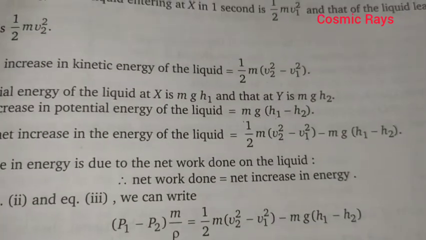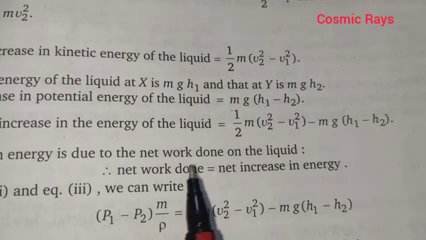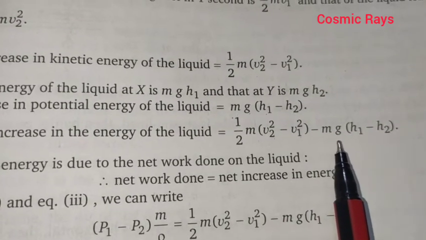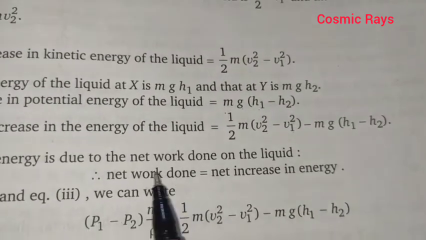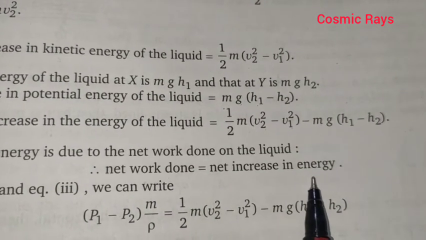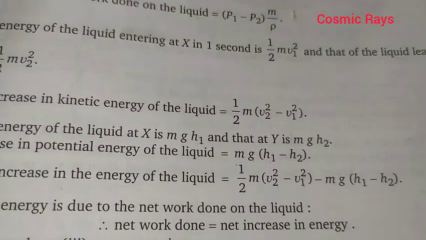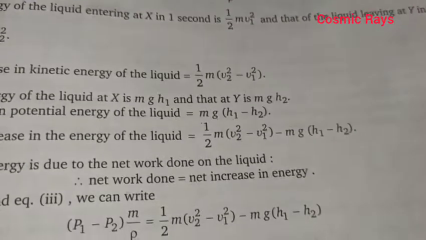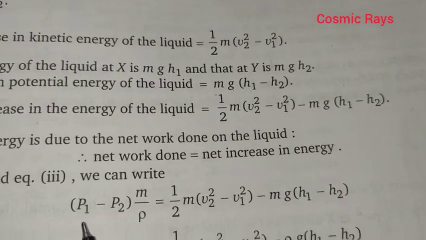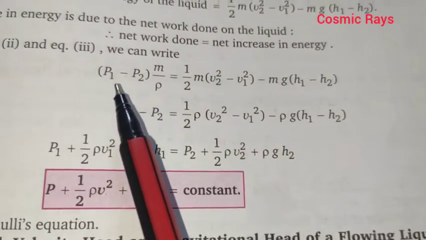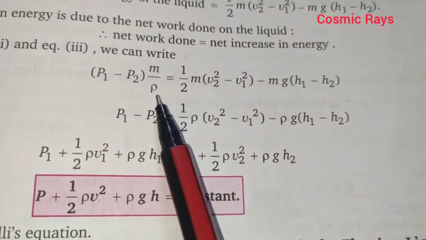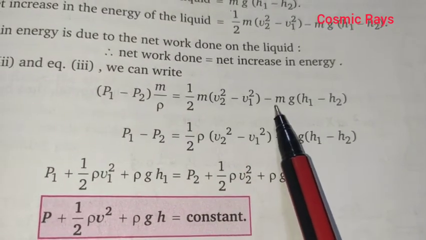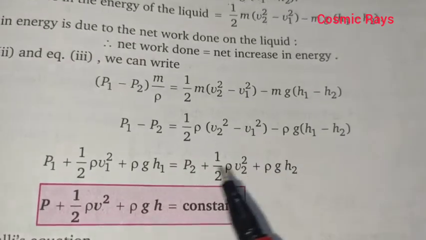So the increase in energy is because of the work done on the liquid. So the work done is equal to the increase in energy. So we combine equation 2 and equation 3. Combining equation 2 and 3, we have P1 minus P2 into m upon rho is equal to half m, V2 square minus V1 square, plus mg, h1 minus h2.